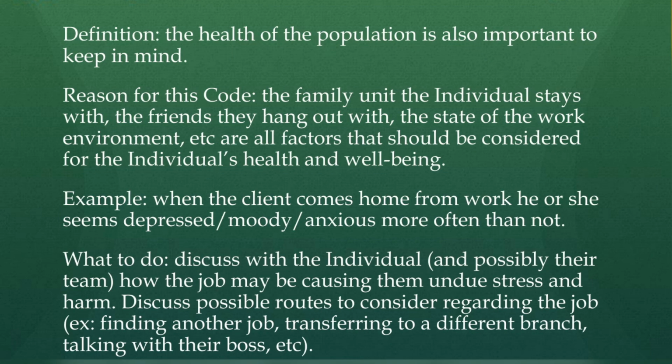Code 3. Health maximization. Definition: the health of the population is also important to keep in mind. Reason for this code: the family unit the individual stays with, the friends they hang out with, the state of the work environment, etc. are all factors that should be considered for the individual's health and well-being. For example, when the client comes home from work, he or she seems depressed, moody, and anxious more often than not. What to do? Discuss with the individual and possibly their team how the job may be causing them undue stress and harm. Discuss possible routes to consider regarding the job: finding another job, transferring to a different branch, talking with their boss, etc.